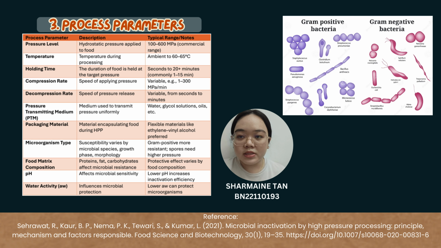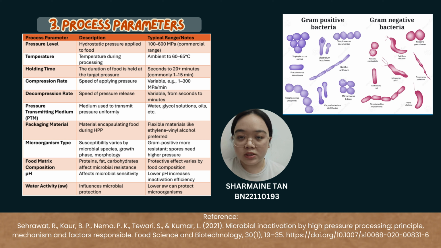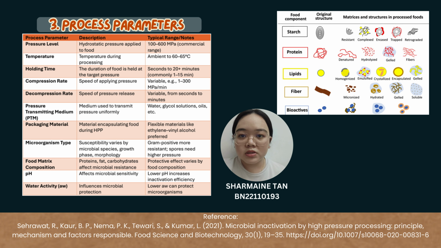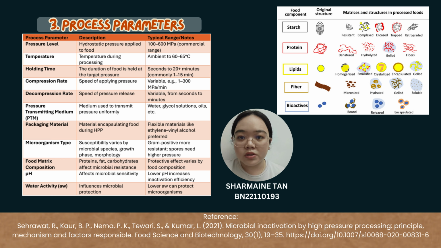Next is type of microorganism. Different microorganisms respond differently to pressure. Generally, gram-positive bacteria are more resistant, and bacterial spores require even higher pressure for inactivation. Other than that is food matrix composition. The composition of the food also affects microbial survival. Proteins, fats, and carbohydrates can protect microorganisms, making them harder to inactivate, so the effect varies depending on the food.